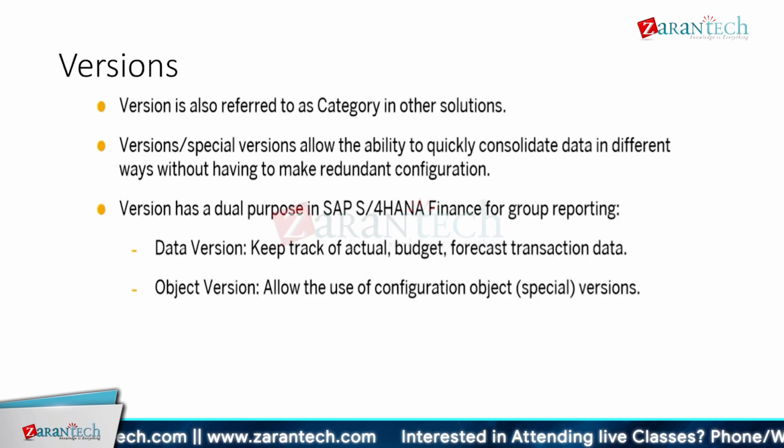What does version actually cover? In a version you decide which ledger data you want to bring and in which currency you want to bring it. You will finalize that. For example, if I have a leading and a non-leading ledger and I have to bring that data, I have to set up two versions. If I want to consolidate in multiple currencies, I have to set up that many versions.